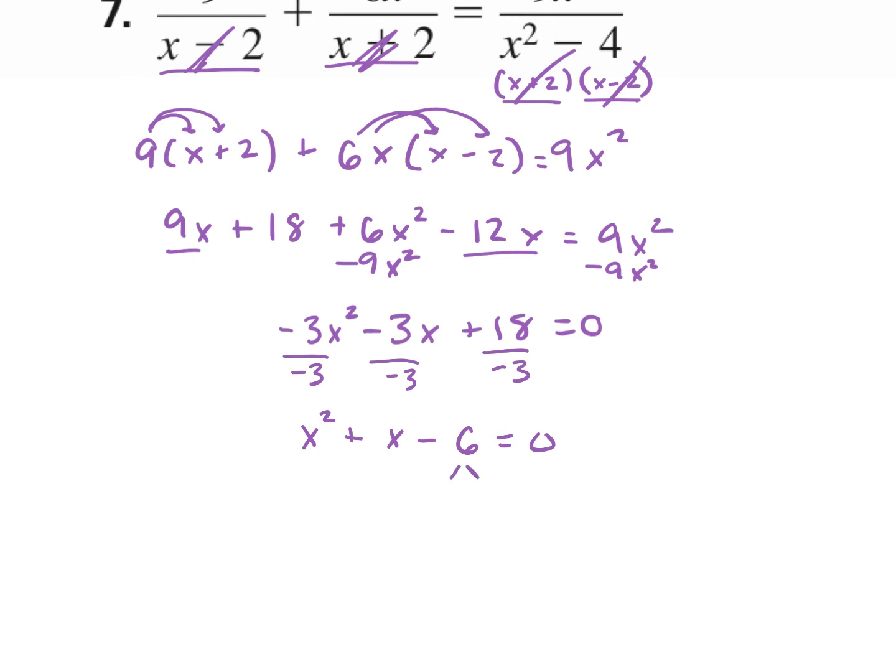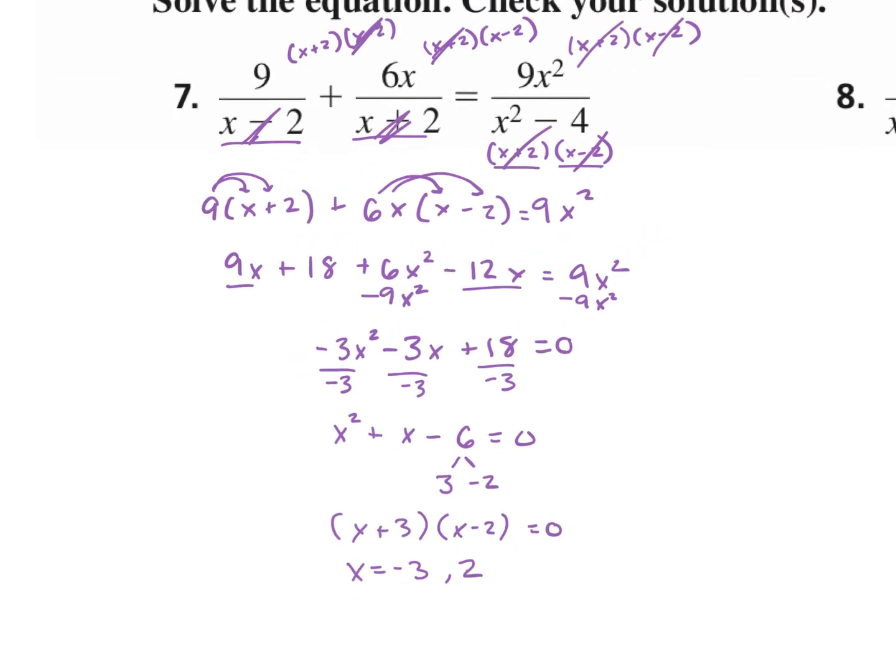Now I need 2 factors of negative 6 that add to 1. That would be 3 and negative 2. So x plus 3 and x minus 2 is equal to 0. X is equal to negative 3 and positive 2.